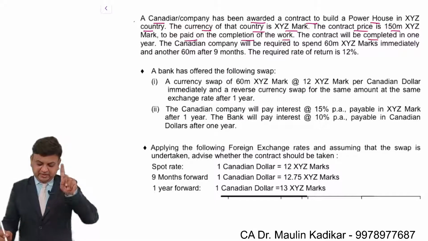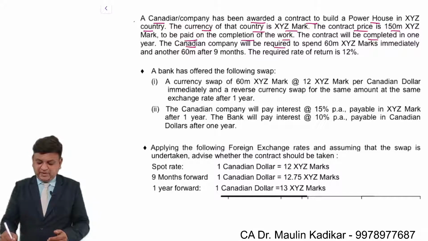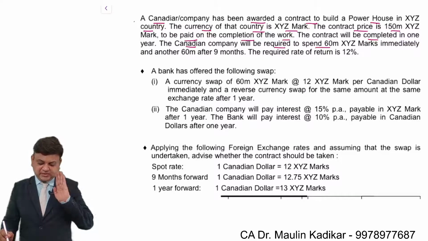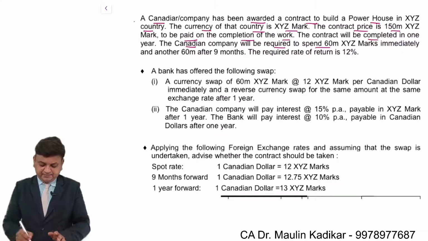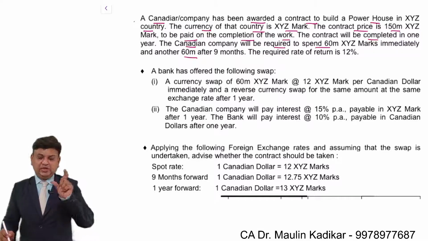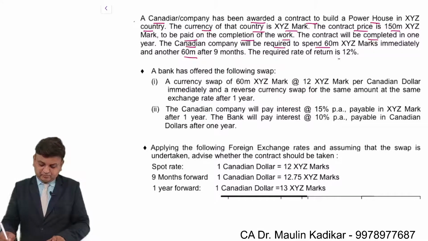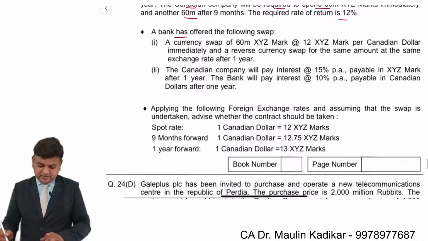The contract will be completed in 1 year. The Canadian company will be required to spend 60 million XYZ mark immediately and another 60 million after 9 months. So ignoring the time value of money concept, it is 120 million. The discounting rate is 12%.